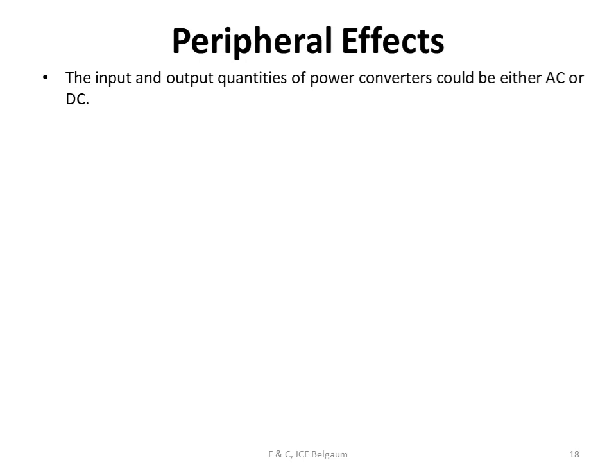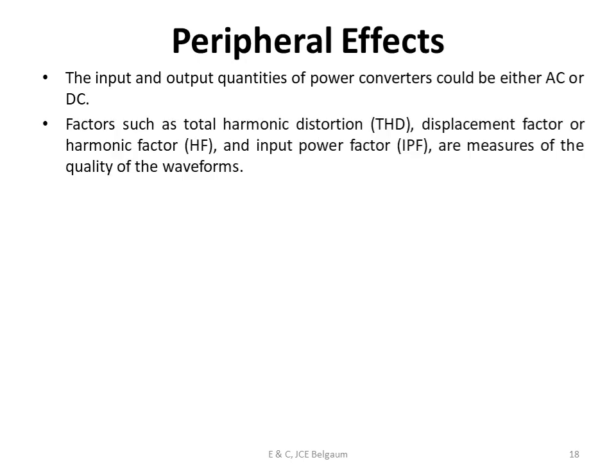So continuing with the peripheral effects, the input and output quantities of the converter could be either AC or DC, right? So the factors such as total harmonic distortion. So when I say harmonics are introduced, obviously we need to evaluate or calculate the value of harmonics. So these are the different terms that are used in power electronics to understand how much harmonics is present in the signal. That indirectly tells you the quality of the waveforms.